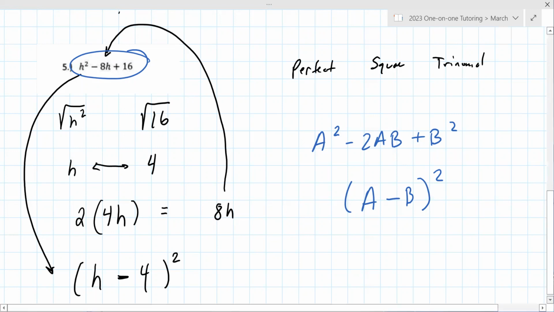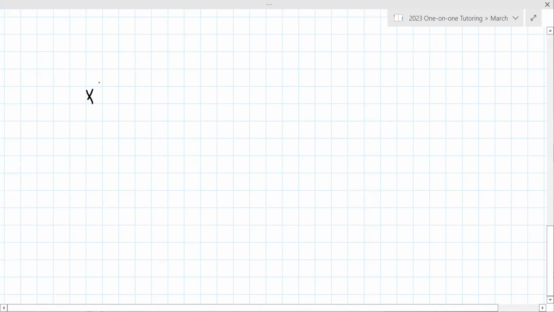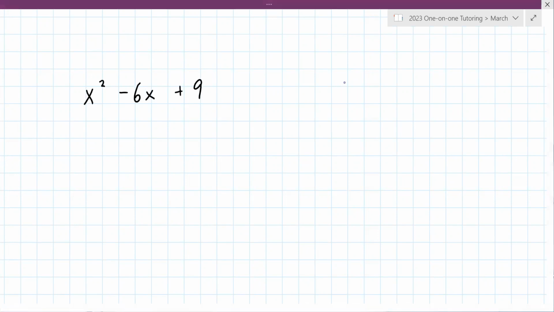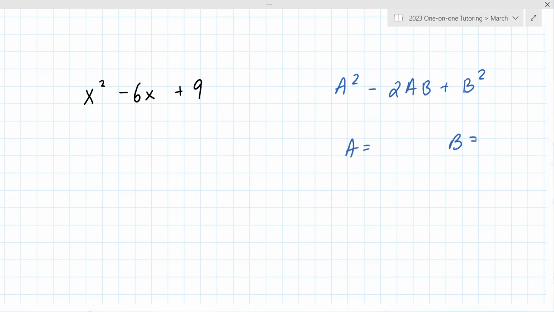All right, so I really feel like we should do another one before we move on to the other type. So let me give you another one here to think about. x squared minus 6x plus 9. So this is in this form, a squared minus 2ab plus b squared. Your goal is to figure out a and b, just like the difference of squares. Can you tell me what this becomes?